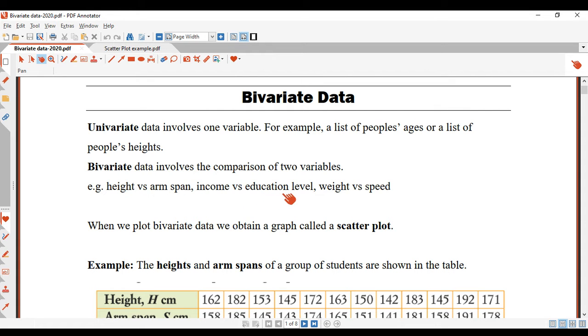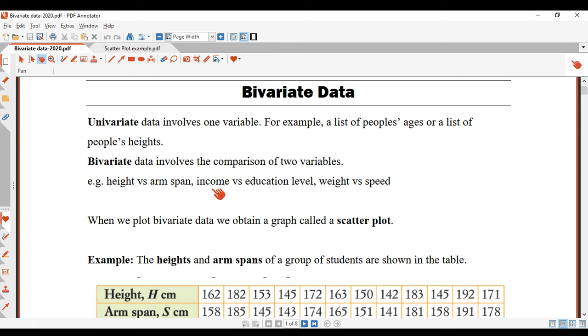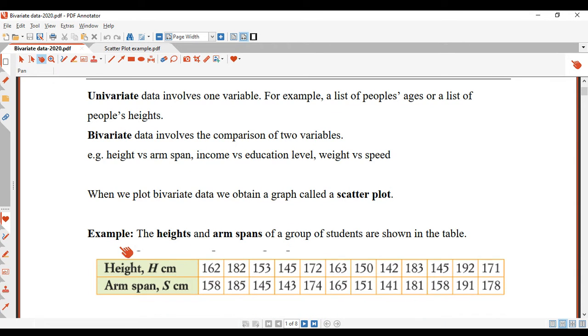Income versus education level. Again, income is one variable, education level is the other. So it's bivariate data. Weight versus speed, also bivariate data because I've got two variables, weight and speed. Now, when we plot bivariate data on a number plane, we get a graph called a scatter plot. So let's have a look at what one of these looks like. So here we've got a table of values showing heights of people and their arm span.